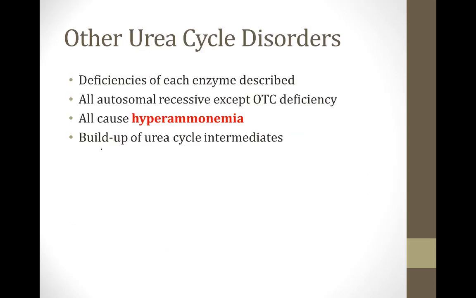There are other urea cycle disorders. Deficiencies of each enzyme in the cycle have been described. All of them are autosomal recessive except for OTC deficiency, which, as I told you before, is X-linked recessive. They all lead to hyperammonemia. If you see a baby with hyperammonemia, you should think of a urea cycle disorder. And they all lead to buildup of various urea cycle intermediates depending on which enzyme is dysfunctional.